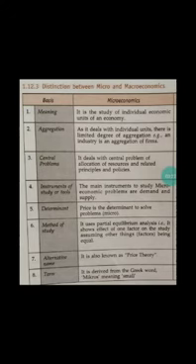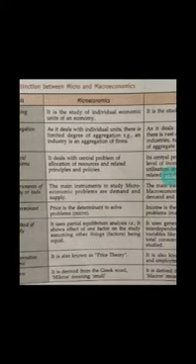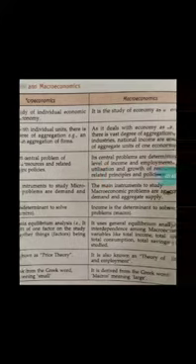The fifth basic, determinants. Microeconomics is also called price determination theory. So price is the main determinant in microeconomics, and macroeconomics is also called income and employment theory. So income is the main determinant in macroeconomics.